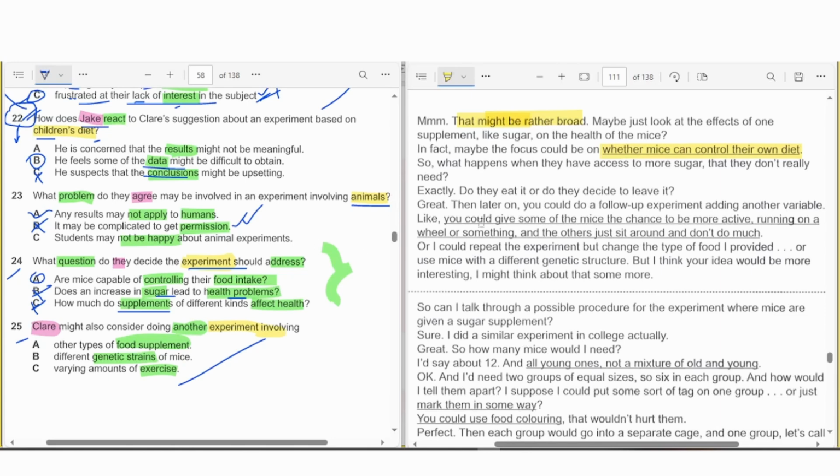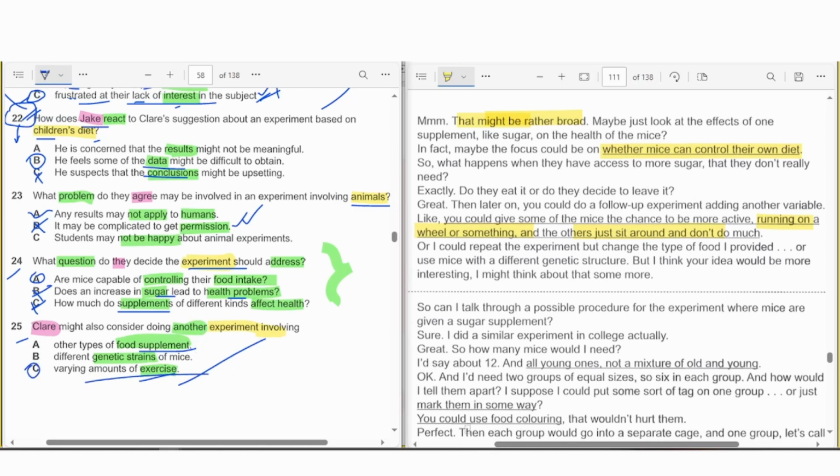See, here Jack talked about the exercise, like more active, running, wheel or something, right? And Clary is talking about something else. Listen to it. The type of food I provided, right? A food supplement, kind of. So she's talking about that. Now listen to her. Or use mice with a different genetic structure. But I think your idea would be more interesting. Right? But I think your idea is more interesting. So Jack gave the idea about the exercise. So C will be the answer.